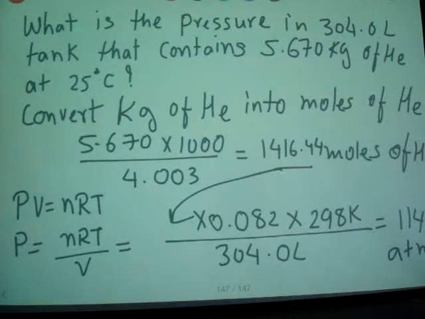Where did you get 4.003? That's from the periodic table, the atomic mass of helium. And that's how we convert grams to moles, divided by its molar mass, formula mass. Now we are going to work on one more problem.